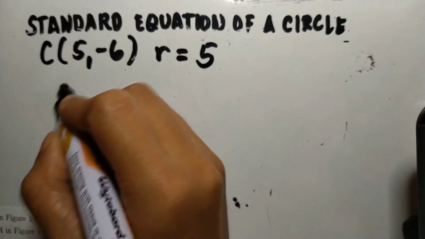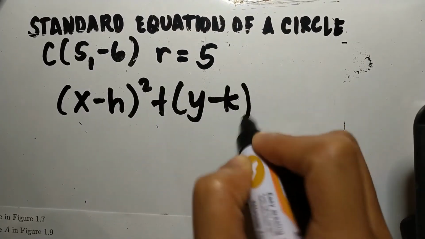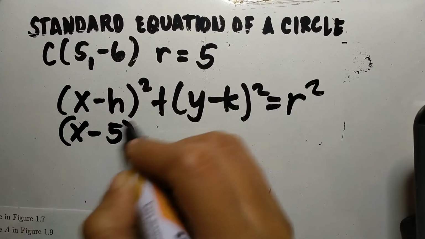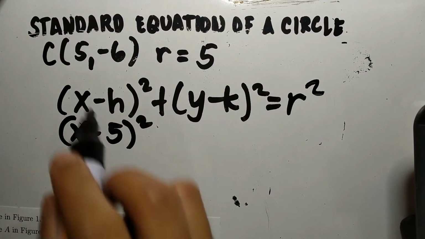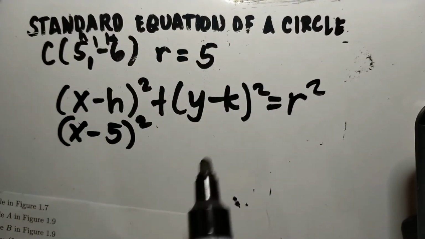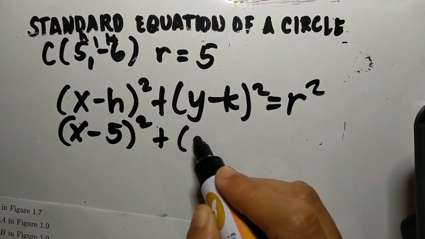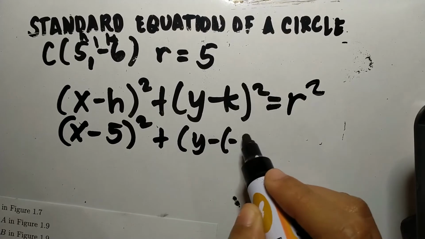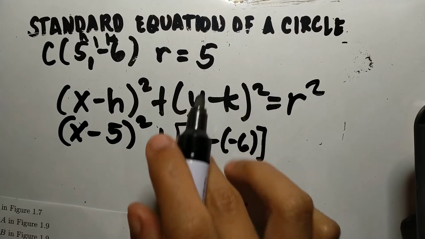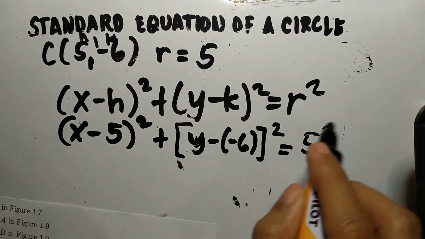Then, substitute ulit natin. So, I hope nakukuha nyo na. X minus 5. Wala tayong nagiging problema pag positive yung coordinate. Kasi this is H and this is K. Pero, pag negative, be careful. So, y minus negative 6, equals 5 squared.